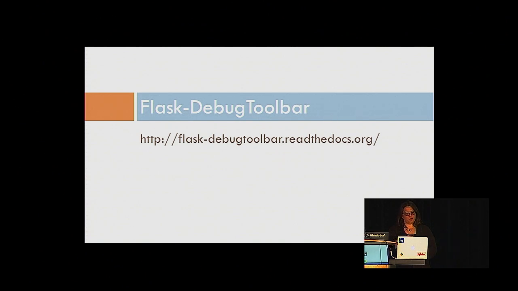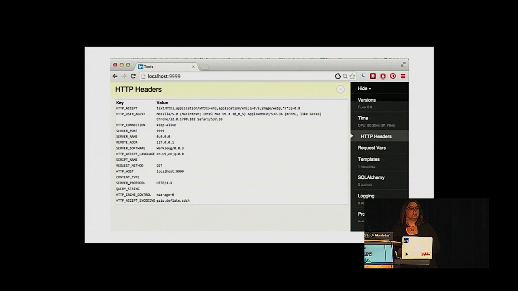It was originally written by Michael Van Tellingen, which I hope I have his name right, and it's currently maintained by Matt Good, who I work with at LinkedIn. It is a port of the Django debug toolbar. So in your Flask app, you'll get a sidebar with a whole bunch of panels. It shows you HTTP headers that are active, what templates were rendered, what variables are passed to those templates, and it'll show you your SQL Alchemy queries and any sort of logging and things like that.